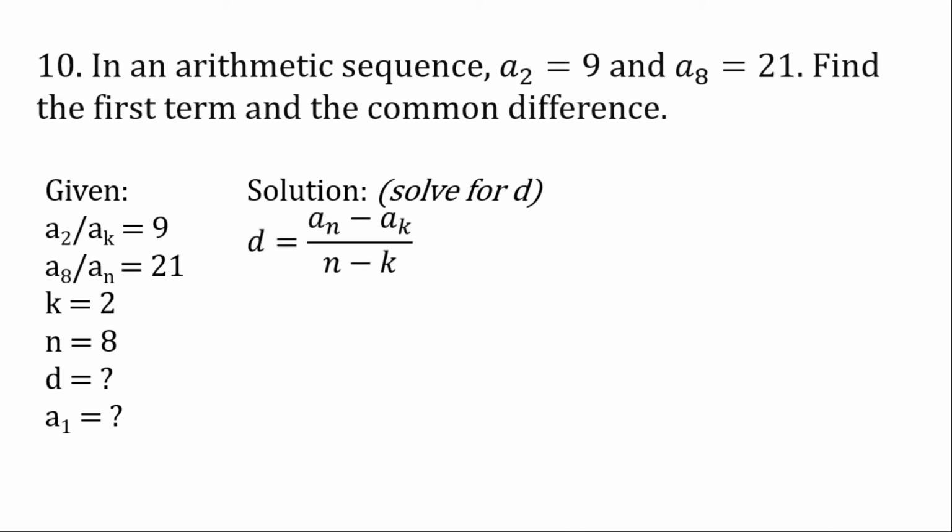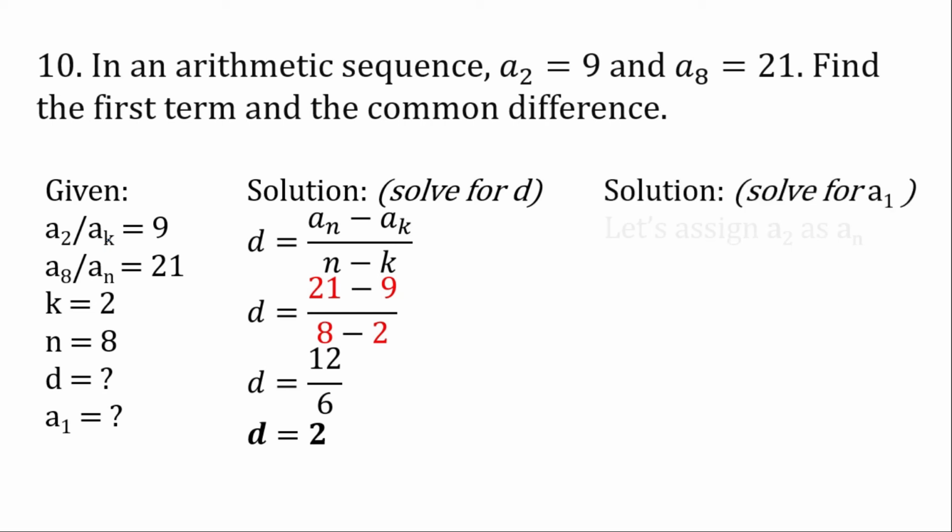Let's use this formula to compute d. So again, our a sub n will be 21 and our n is equal to 8. Our a sub k is 9 and our k is equal to 2. Okay, so 21 minus 9 is 12. 8 minus 2 is 6. And 12 divided by 6 is 2.